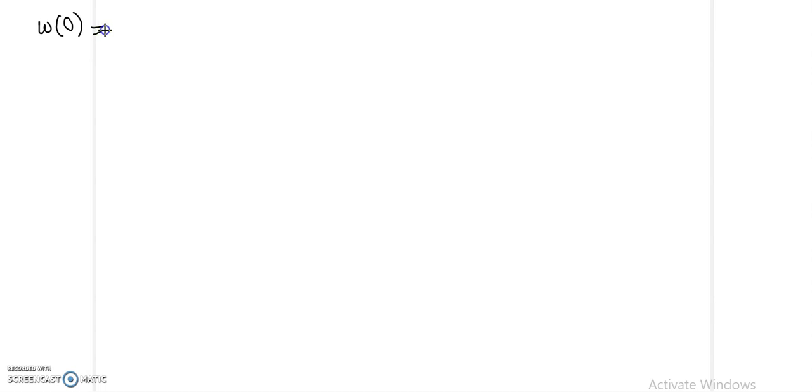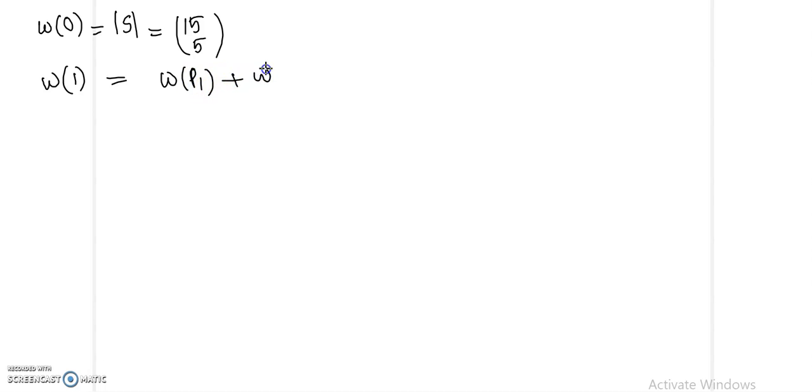So omega of 0, by definition, is the cardinality of S. So that is going to be 15C5. The omega of 1 will be omega of P1 plus omega of P2 plus omega of P3 plus omega of P4.